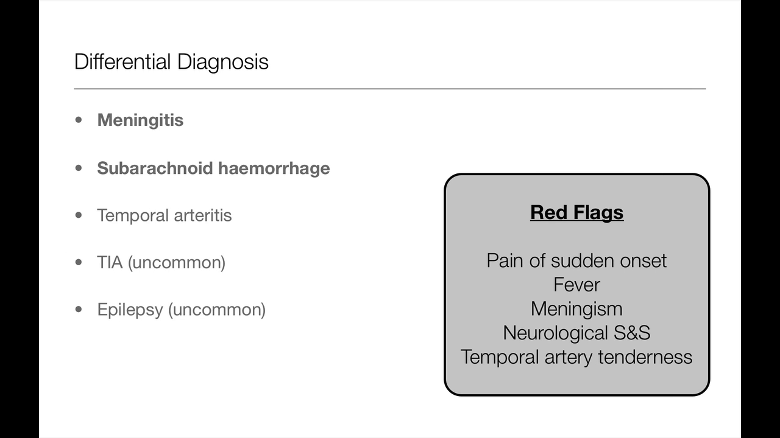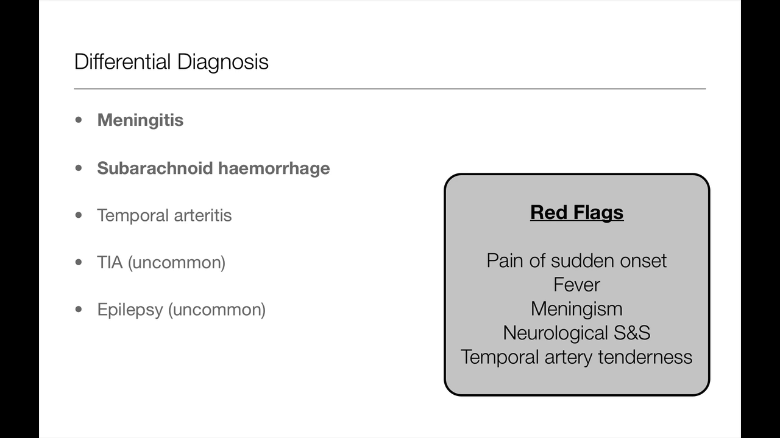It's very important when you're considering a diagnosis of migraine to think about a couple of additional differential diagnoses. These include, most importantly, meningitis and subarachnoid hemorrhage, but other differential diagnoses might include temporal arteritis, TIAs, and uncommon forms of epilepsy.